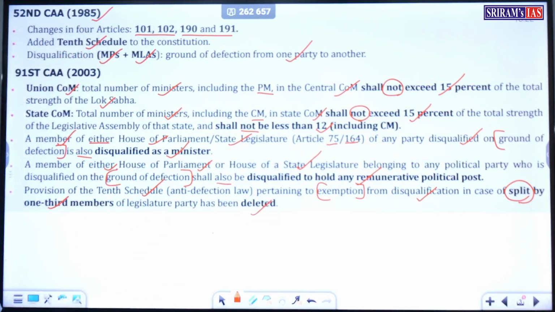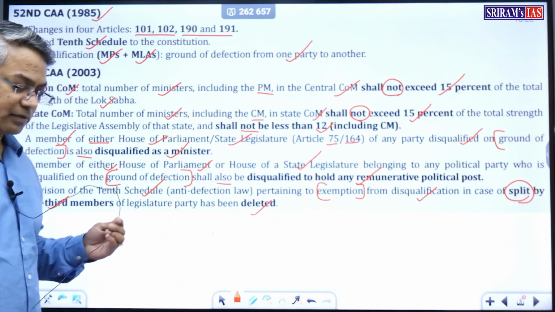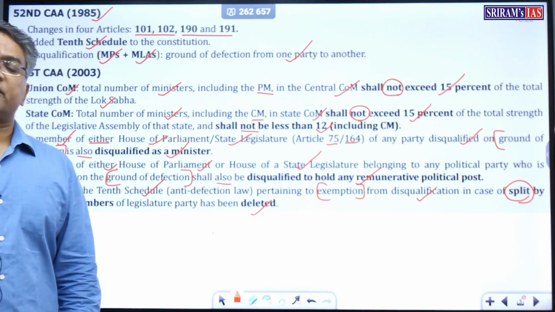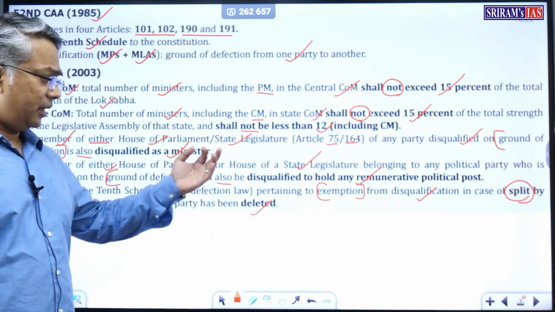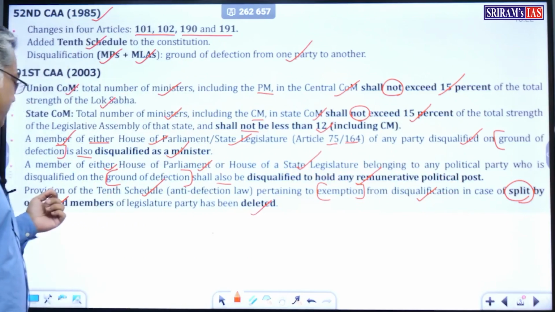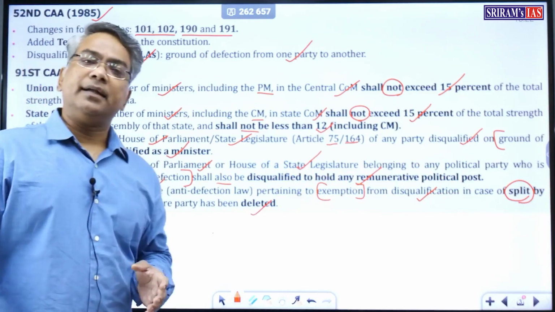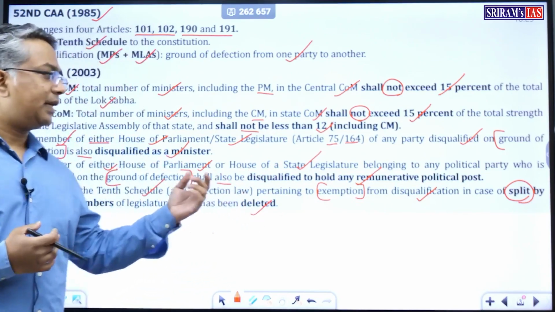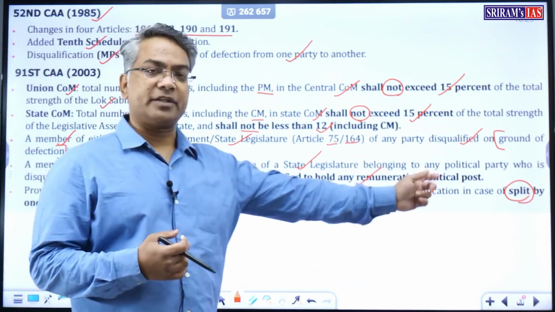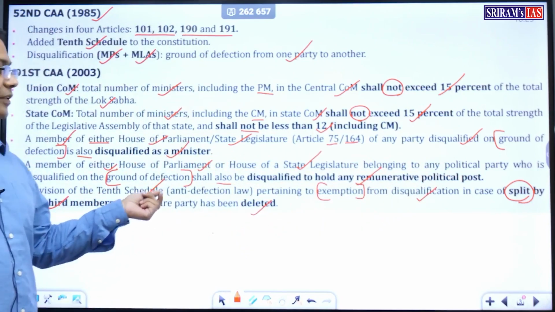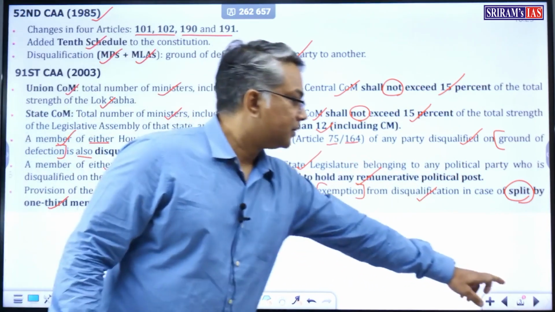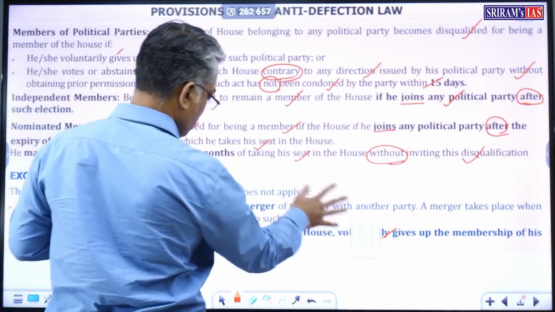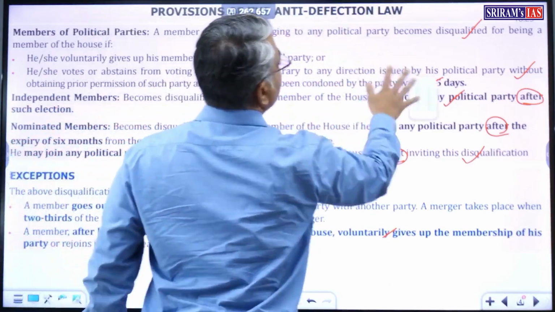So there was an exemption provided by the 10th Schedule, that is anti-defection law, that is in the case of a split by 1/3 of the members of the legislative party, the members will not attract anti-defection law. So that exemption, that is exemption from disqualification in case of split by 1/3 of the members of the legislative party, has been deleted. So what about the provisions of anti-defection law?